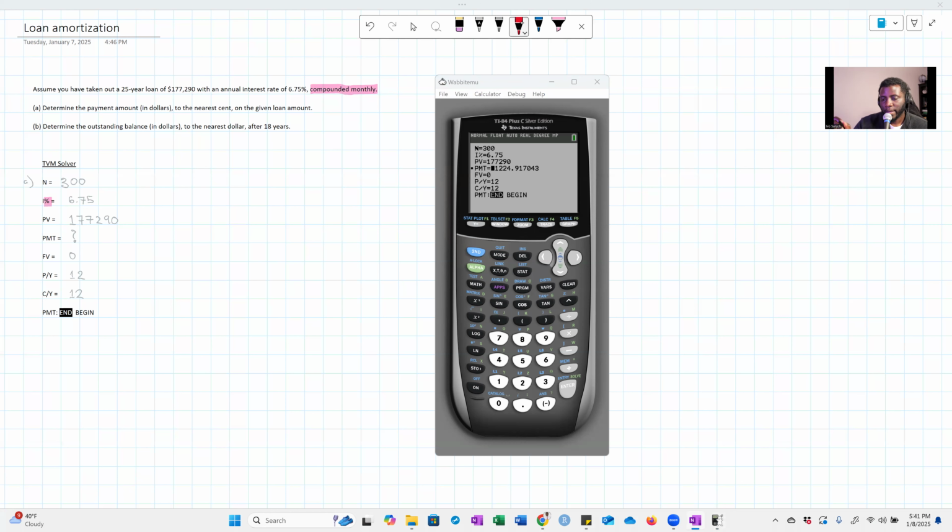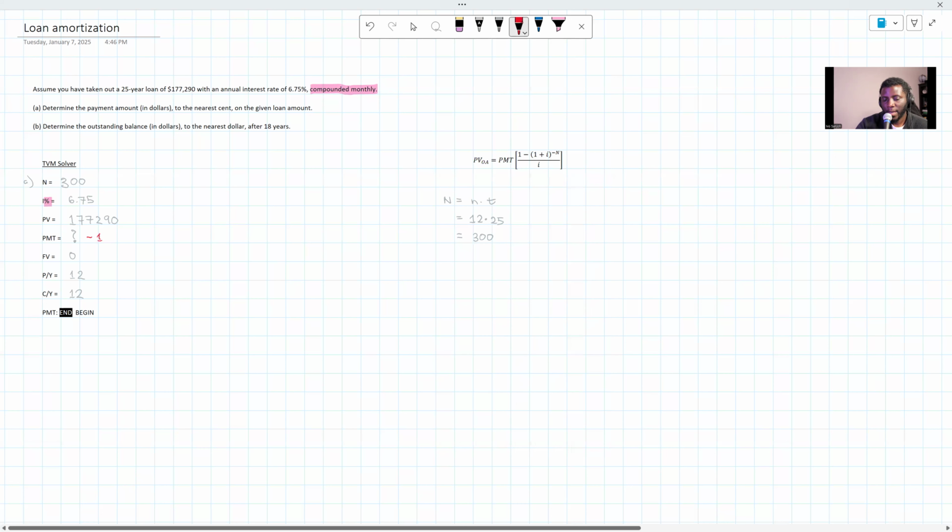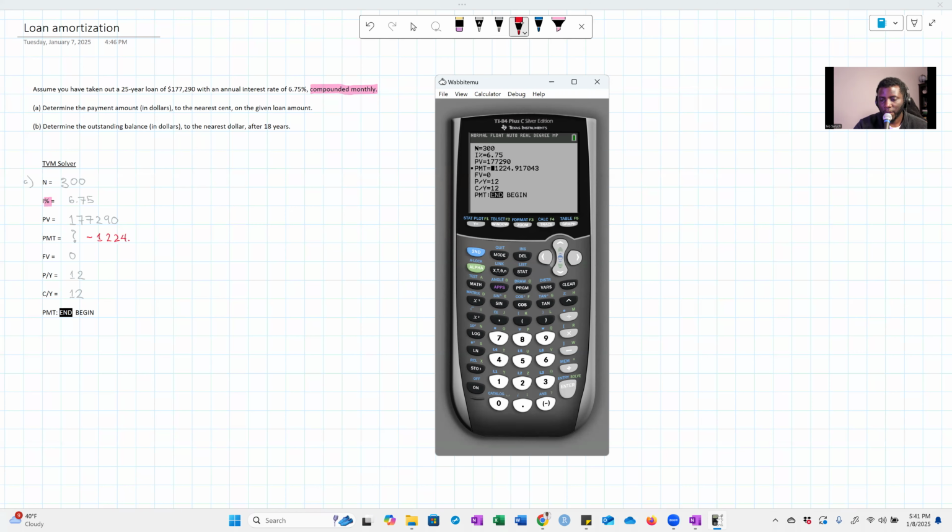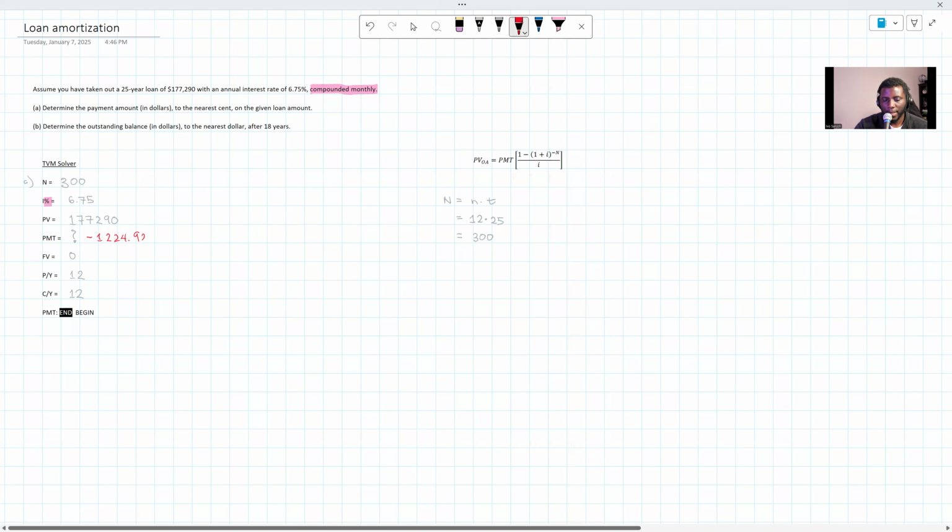So like that, quick and easy, the amount you would have to pay at the end of every month is $1,224. And let's figure out the decimal. Let's say 92. So 92, because the first part said to the nearest cent. So $1,224.92. So that's how much we'll pay.